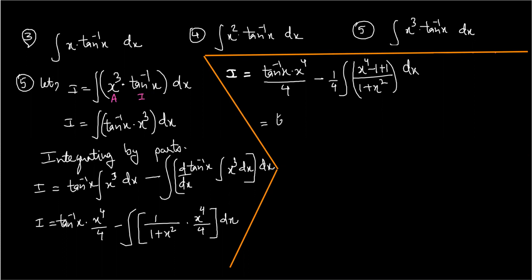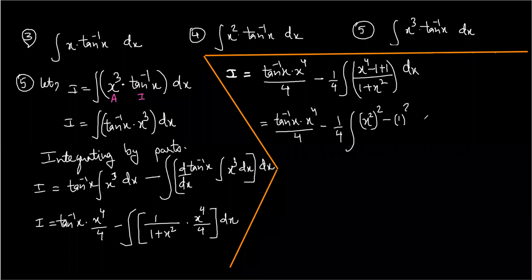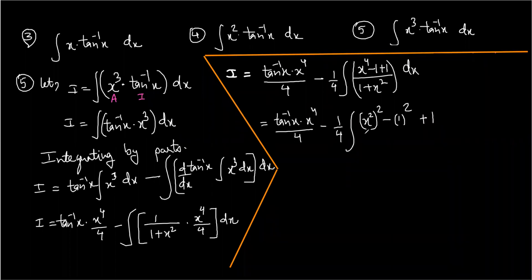You will know. See here, I write then tan inverse of x into x raised to 4 upon 4 minus 1 upon 4. And now this x raised to 4, I can write x square the whole square, minus 1 square plus 1, divide by 1 plus x square. So I had x raised to 4, I subtracted 1, added 1, then x raised to 4, I wrote x square the whole square minus 1 square plus 1 and dx. This 1, I wrote 1 square.